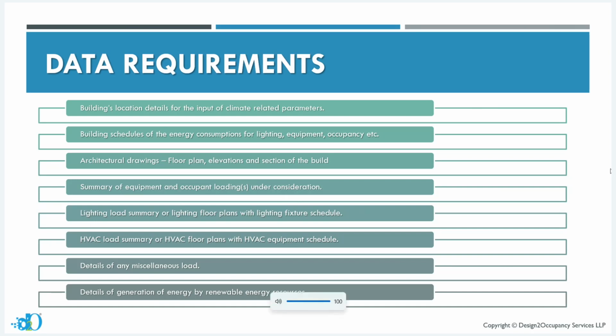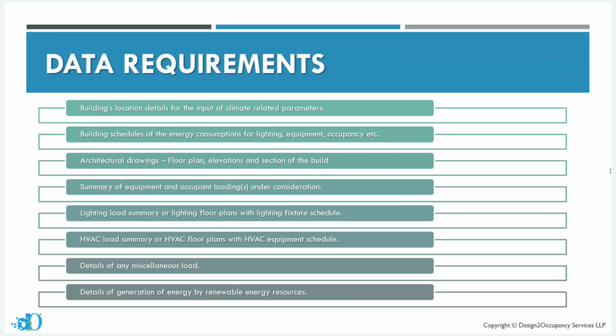ASHRAE also has standard schedules, and ECBC also has schedules. So definitely the schedules of the buildings are very important, because the model will work according to the building schedules only. Then we have architectural drawings, definitely all the drawings we need: the elevation, section, and plan, summary of equipment and occupant loading under consideration.